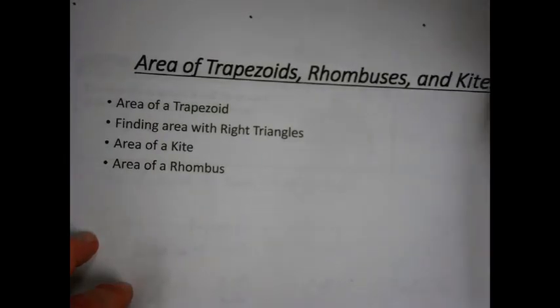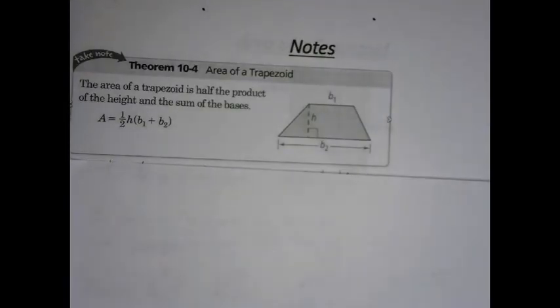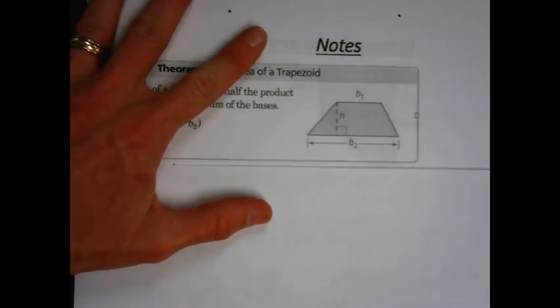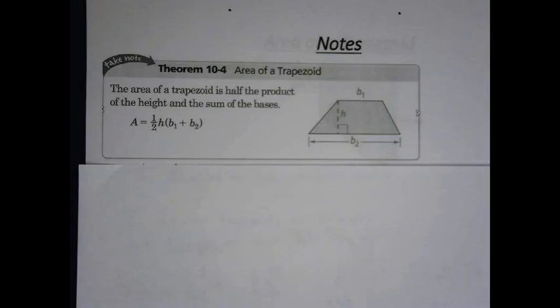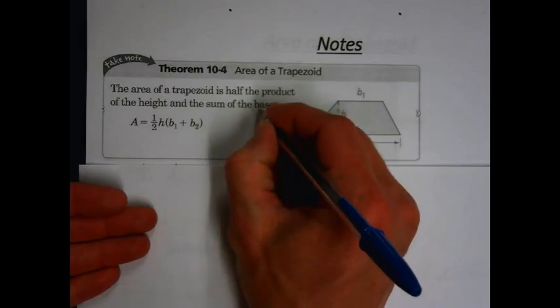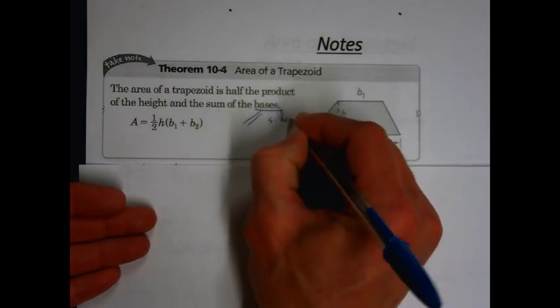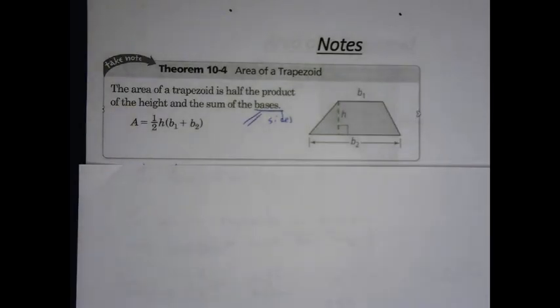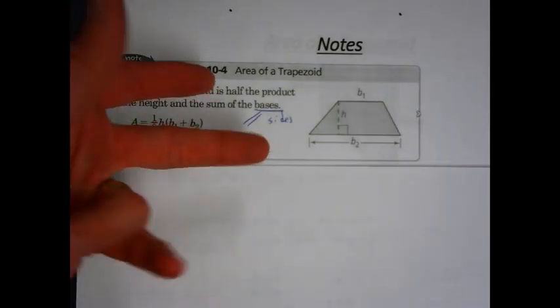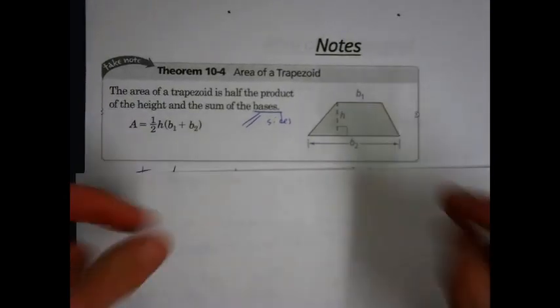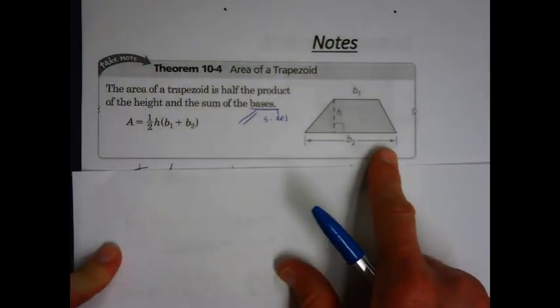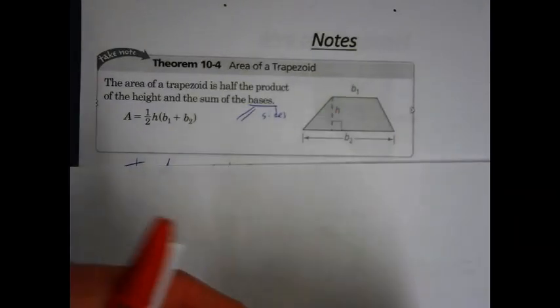So let's begin with a note about the area of a trapezoid. What you can remember from a trapezoid is that it's a quadrilateral with one pair of parallel sides. So the parallel sides end up being the bases. It doesn't matter how big or how small they are, if they're parallel, those are the bases in the trapezoid. So we have a measurement of distance for one of the bases, a measurement of distance for another base, and a measurement of the height.